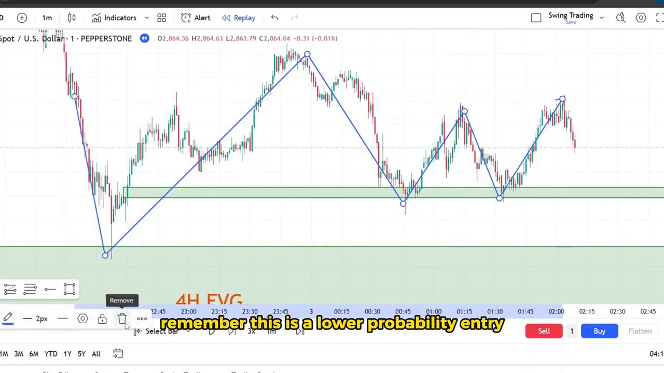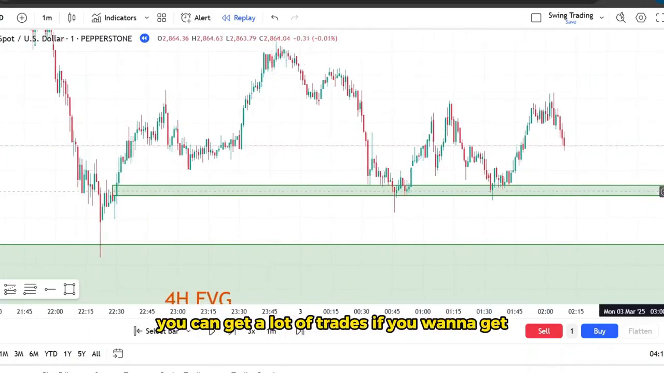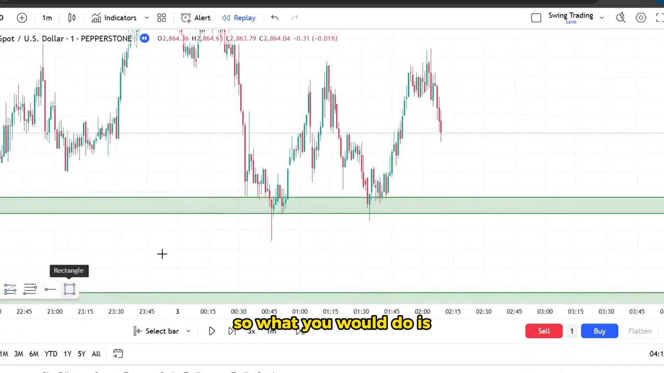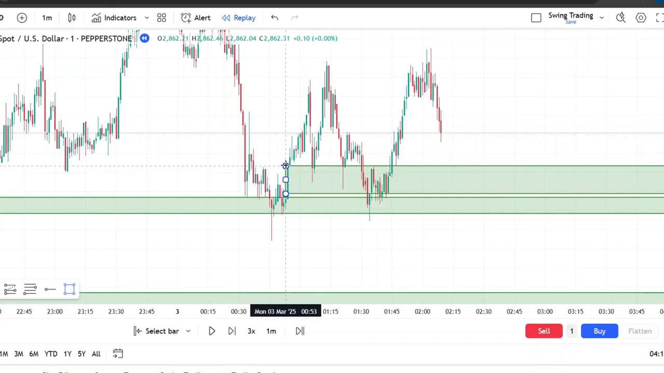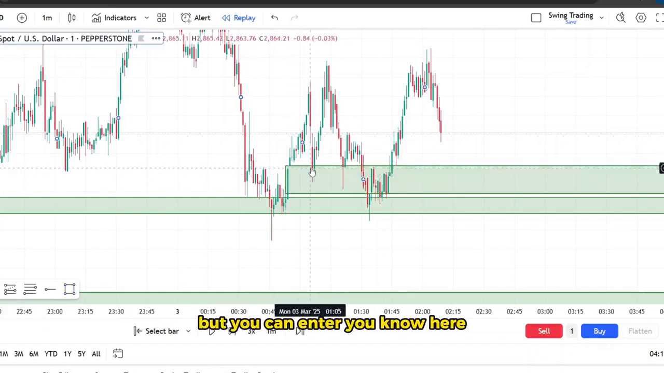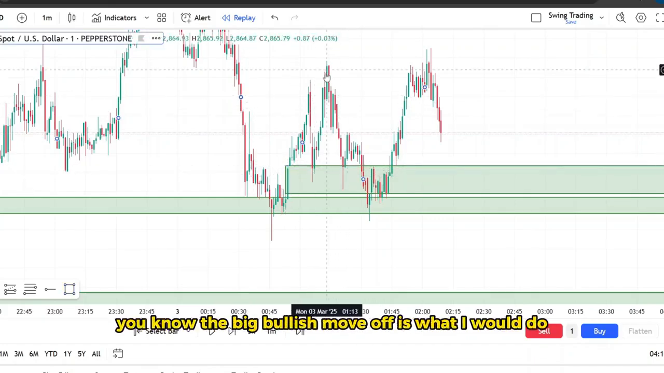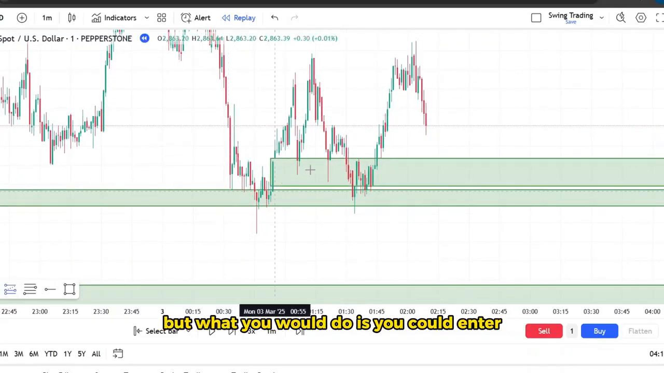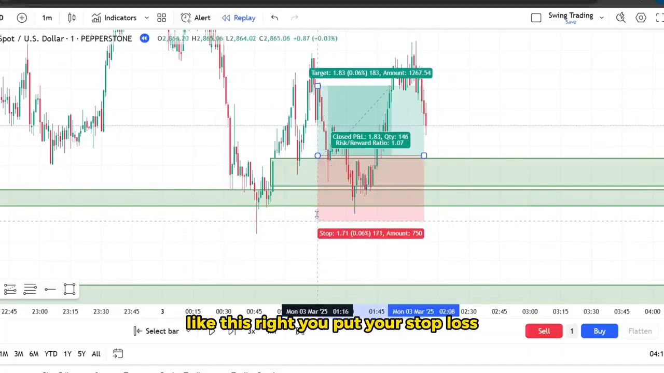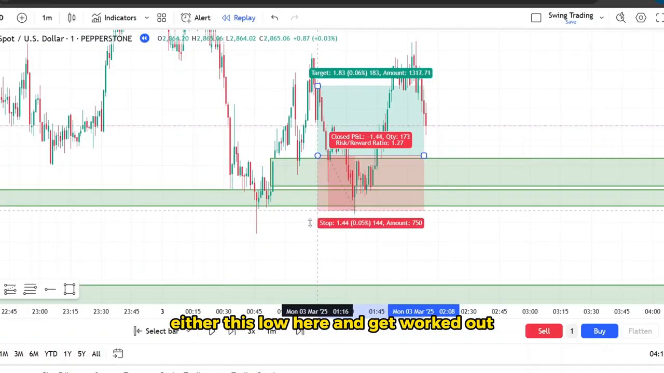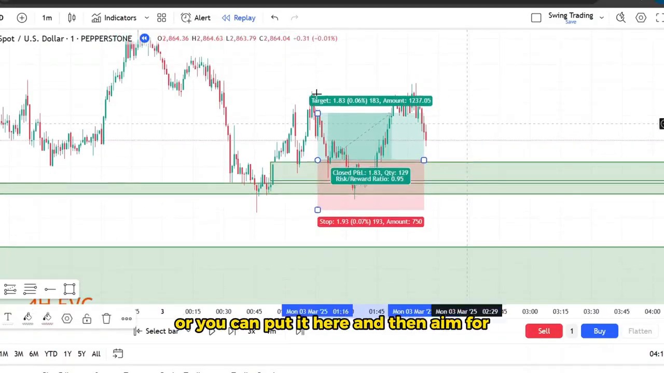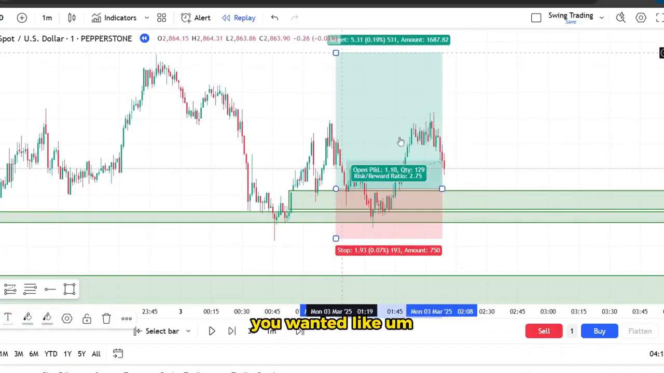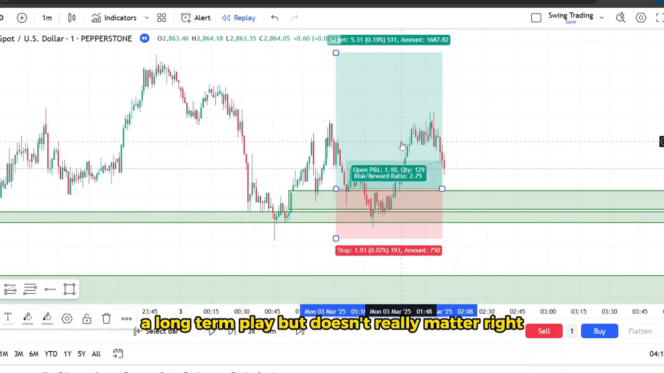Remember, this is a lower probability entry, but you can get a lot of trades. If you want to get, let's say, 2 or 3 trades in a day, that's how you would do it. So let's mark out this fair value gap here. You can enter on this bit, but around here, when we've got the big bullish move off is what I would do, because I don't like this gap here. You could enter like this, and put your stop loss either at this low and get wicked out, or you can put it here and then aim for these highs all the way up here. You wanted a longer term play, but it doesn't really matter, right?